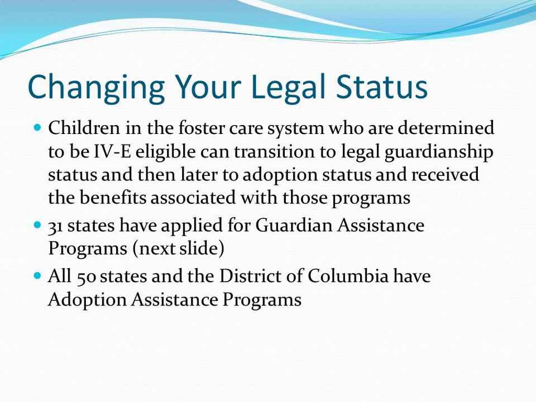One of the important things that came into place when the GAP program was initiated is that a child who comes into the foster care system and is determined to be 4E eligible can transition to legal guardianship or adoption, or transition to legal guardianship and then to adoption, and continue to receive the benefits associated with those programs, and the federal government would reimburse the states for the federal government's share of those costs.